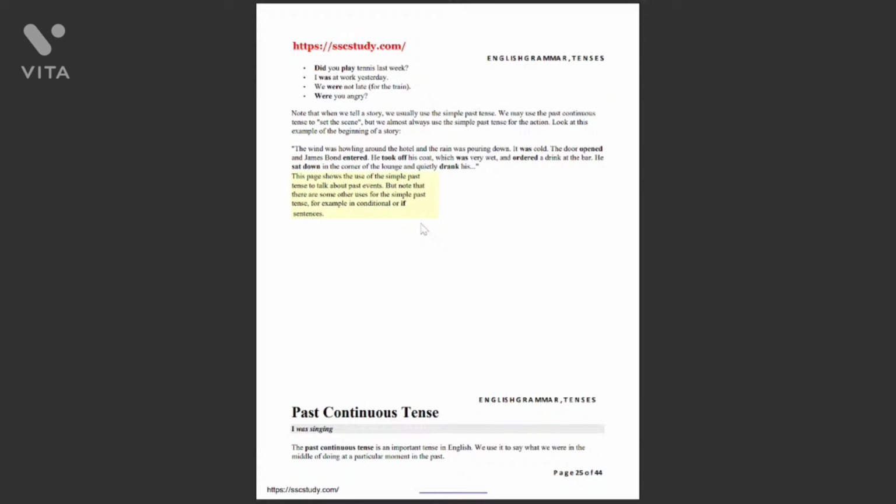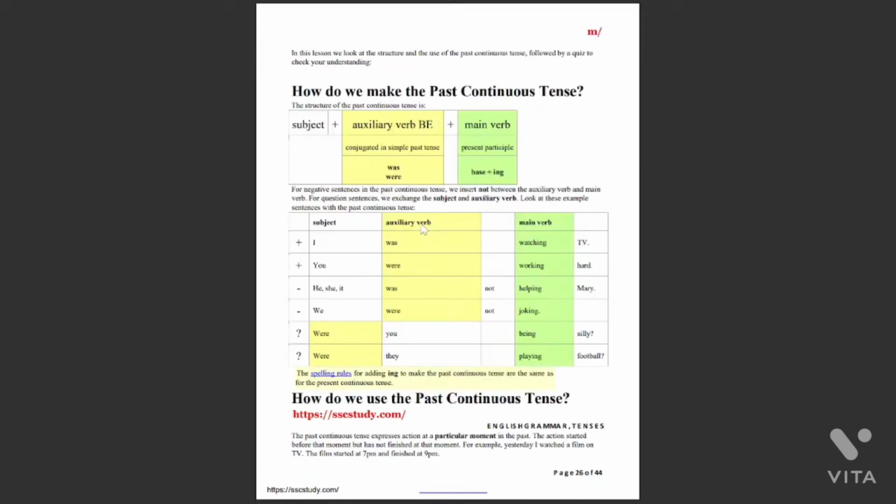What is the past continuous tense? The past continuous tense is like I was singing, in the sense that at some particular time in the past, I was singing. The past continuous tense is an important tense in English. We use it to say what we were in the middle of doing at a particular moment in the past. So in this lesson we will look at the structure and use of the past continuous tense, followed by a quiz.